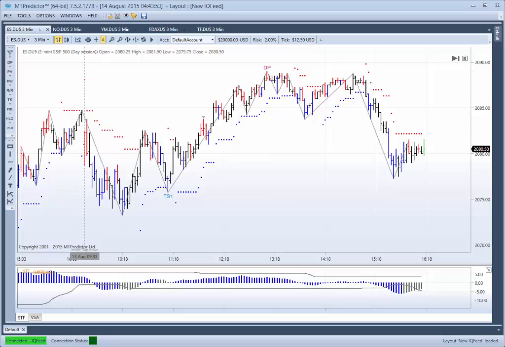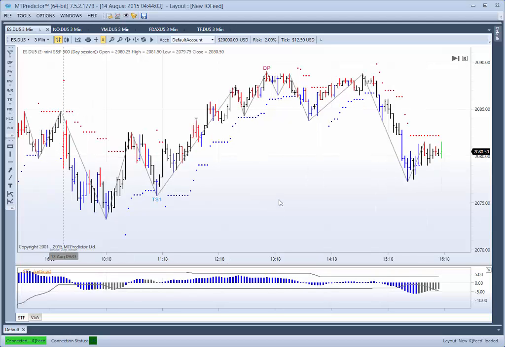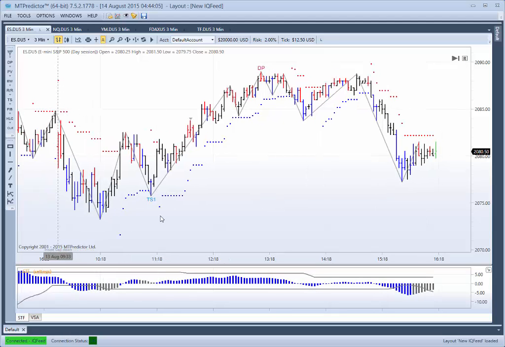In today's MTPredictor video, I'd like to take a look at the US e-minis and how they unfolded yesterday, which was Thursday the 13th of August. Let's start by looking at the ES. For standard traders, we had a blue stroke black grey STF all day, so that means the large view trend was up.